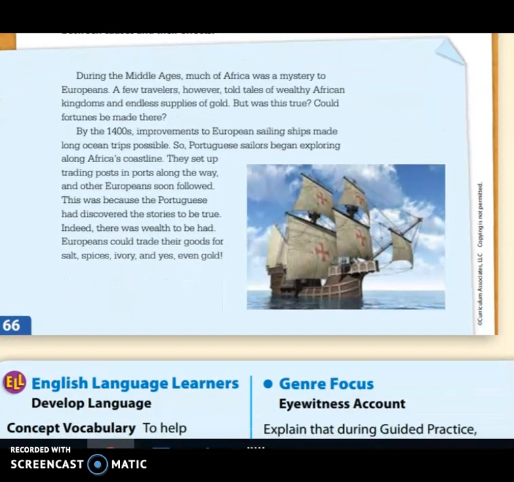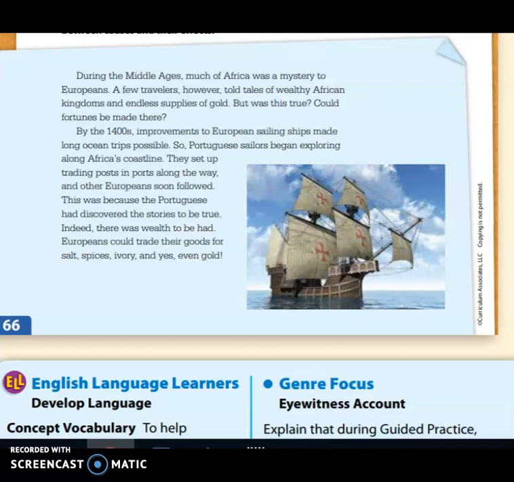During the Middle Ages, much of Africa was a mystery to Europeans. A few travelers, however, told tales of wealthy African kingdoms and endless supplies of gold. But was this true? Could fortunes be made there? By the 1400s, improvements to European sailing ships made long ocean trips possible, so Portuguese sailors began exploring along Africa's coastline. They set up trading posts and ports along the way, and other Europeans soon followed.